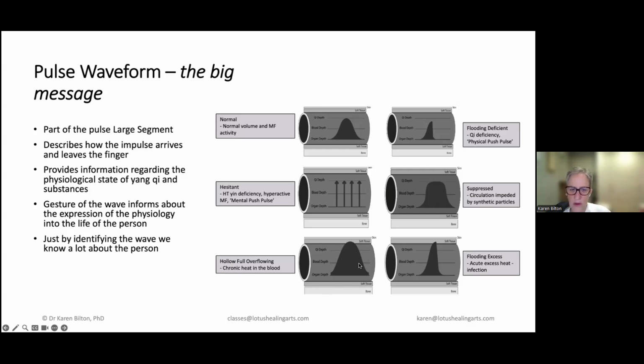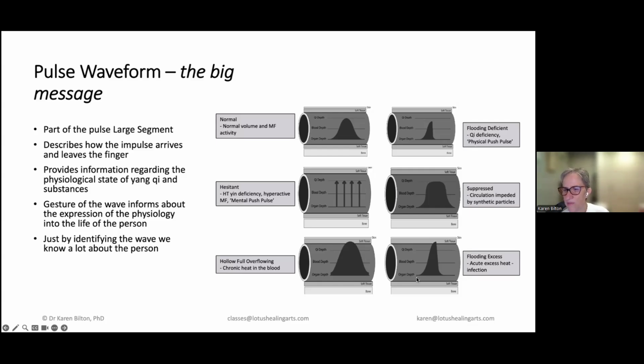Now, we know that the hollow full overflowing wave generally comes with tension. This is our hypertensive type of pulse. And this is the pulse where people need to discharge a little bit of that pressure, a little bit of that heat. So, these are the people who might have angry outbursts.